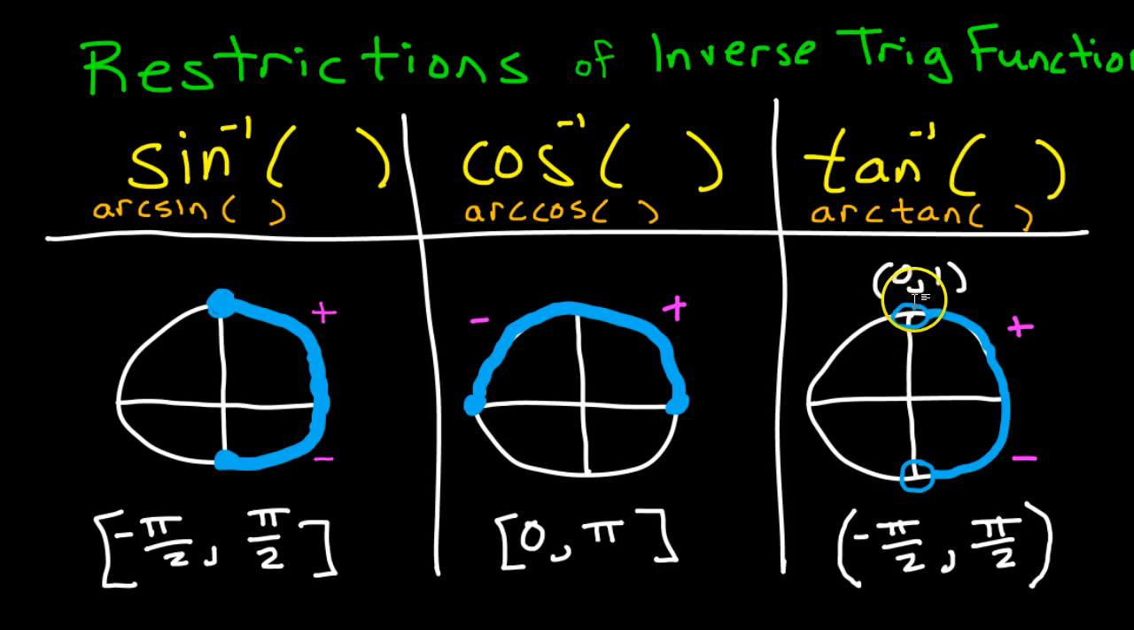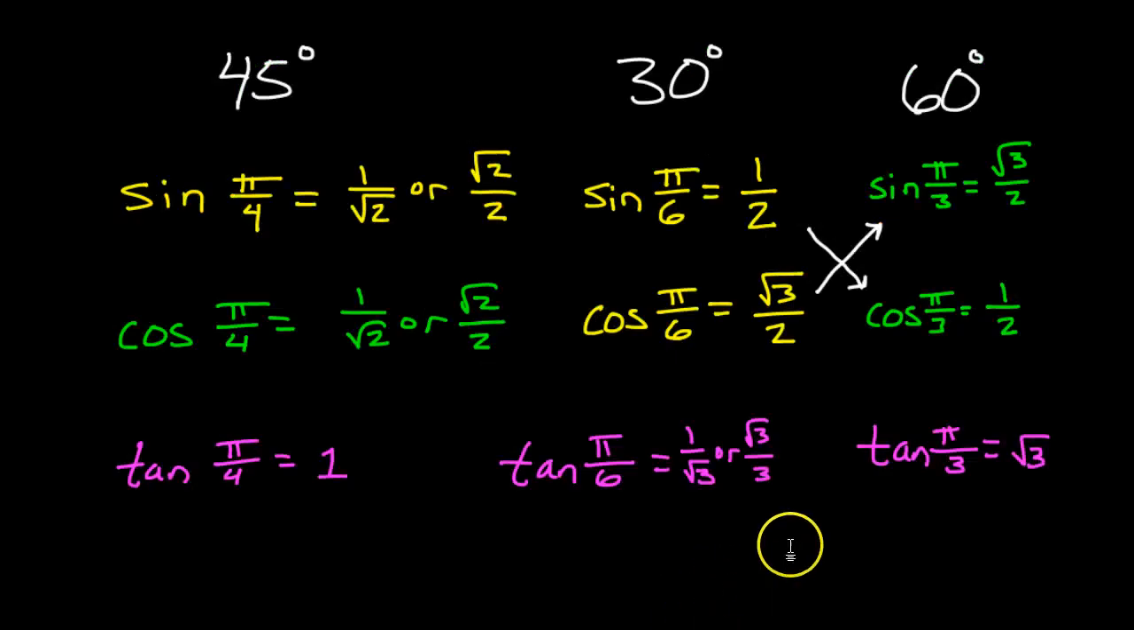For example, at this point, the tangent would be 1 over 0, and that would be undefined. So keep the range restrictions for inverse trig functions in mind. Also, by now, you should have memorized these special values. So I'm going to assume that you have each one of these 9 facts memorized as we go along.